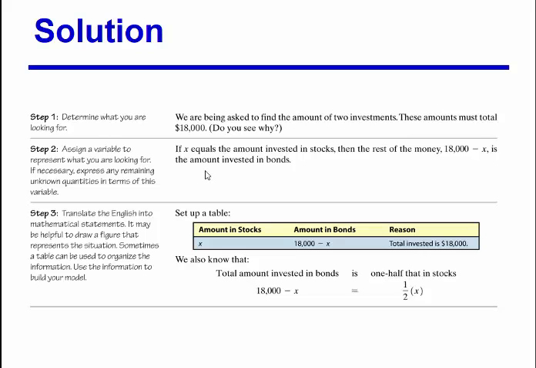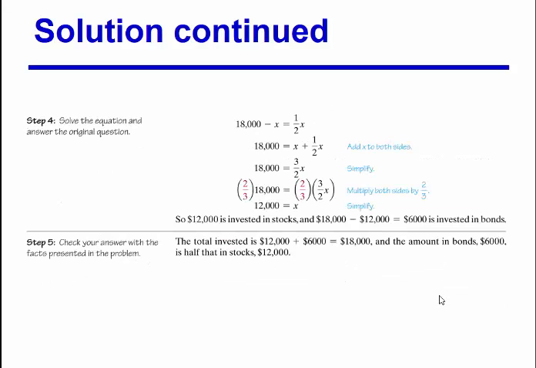So then what we're going to do is let x be the amount that's invested in stocks. And then 18,000 minus x is what's invested in bonds. And we can do that. We could have easily said, okay, x is in bonds and 18,000 minus x is in stocks. And so we're going to set up this table. And so x is the amount in stocks. The amount in bonds is 18,000 minus x. The reason is because there's 18,000. And then we also were told at the beginning that it's 1/2 whatever we invest in stocks. So 18,000 minus x is equal to 1/2 x.